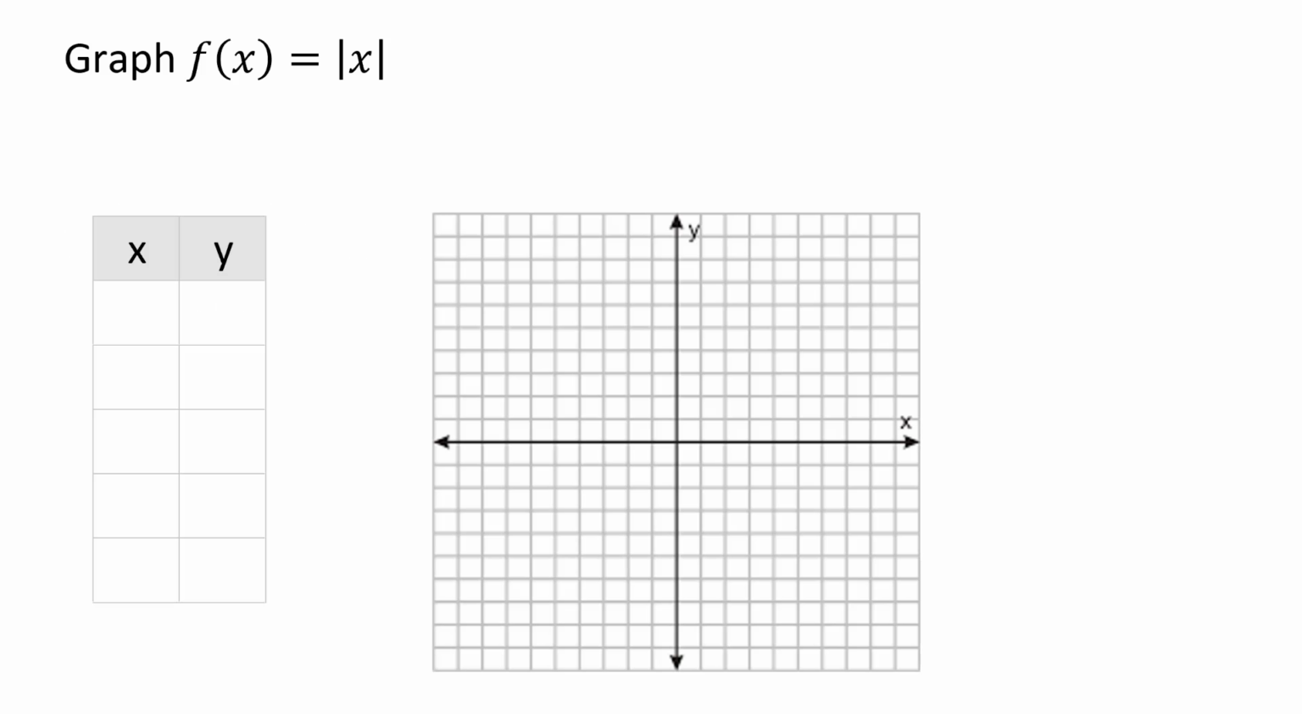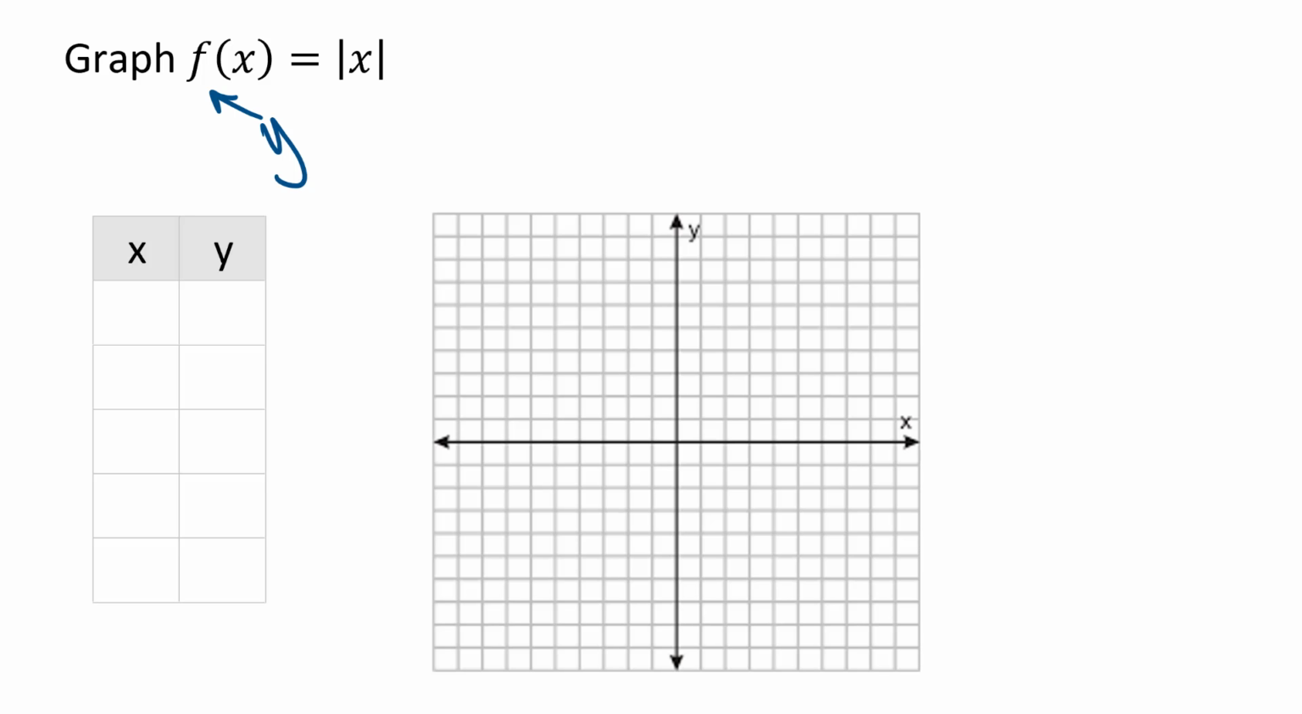All right, so the first equation that we have today is f of x equals the absolute value of x. And remember that f of x is just a fancy version of y. So f of x, y, they're the same exact thing. So when we go to graph this, if we're not given a set of values to use for x, we get to choose our own.